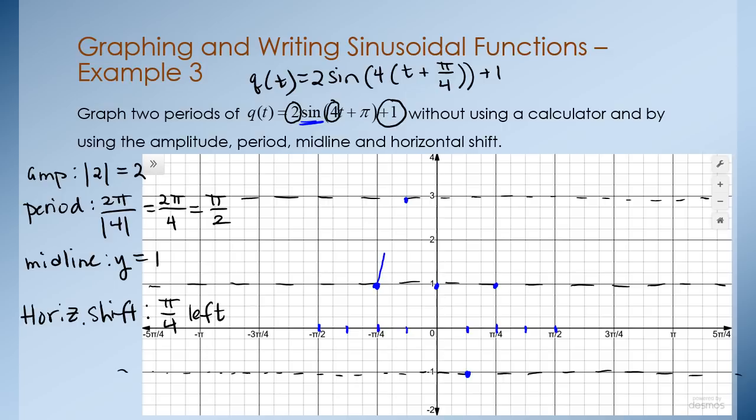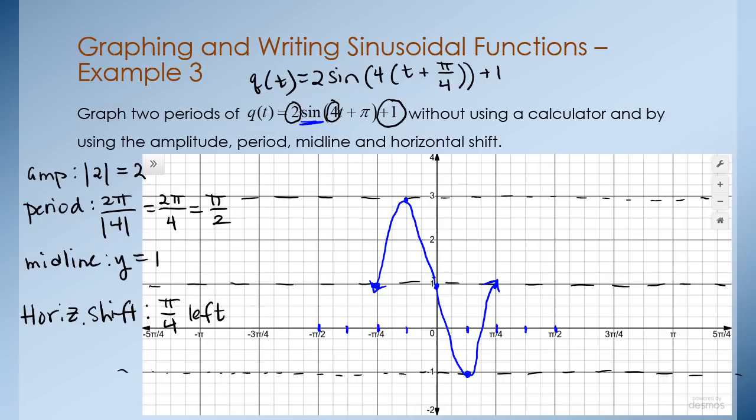So if I connect these points with a nice smooth curve, I get that picture. And that would represent one period of this function. Now, how do I find more periods of the function? Well, again, because I broke up that period into units of 4, I can just move out those 4 units.